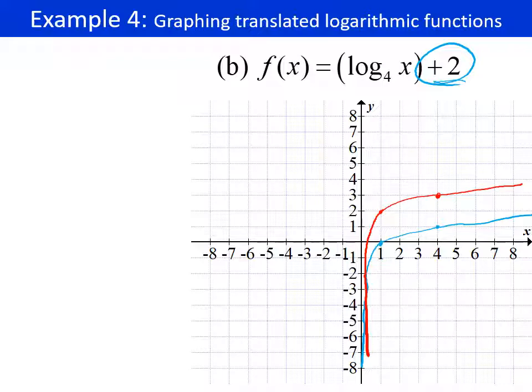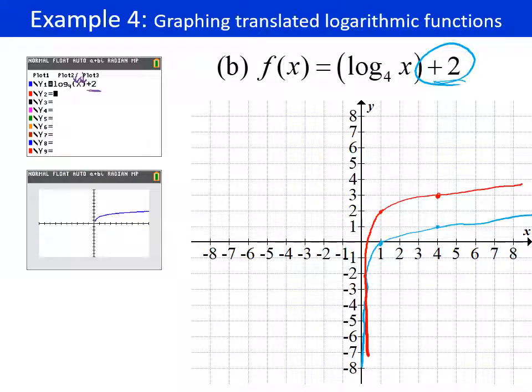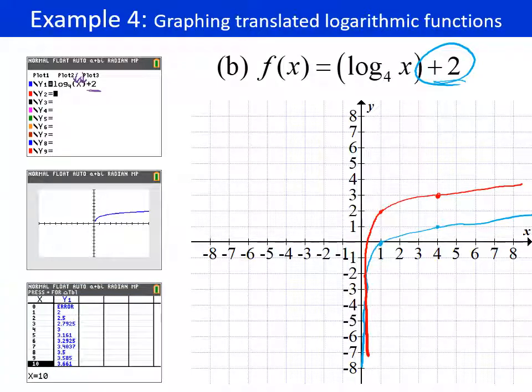Here it is on the calculator. Notice again the placement of the parentheses. There's parentheses right before and after the x, and then the plus 2 is outside of the parentheses. There's the picture and the table.